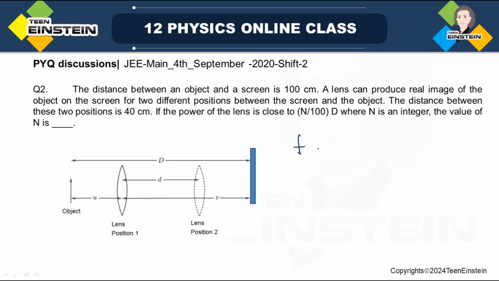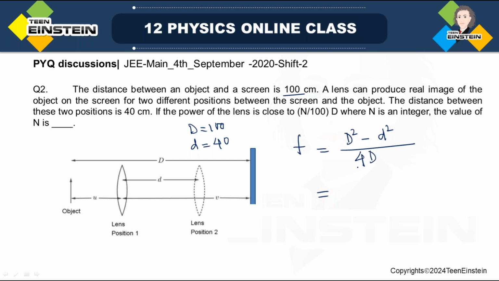In such a case, the focal length of the lens will be given by capital D square, that is the distance between the object and the screen, minus small d square, that is the distance between two positions of the lens, divided by 4 into capital D. Now let us put the values. Given here, capital D is 100 and small d is 40.